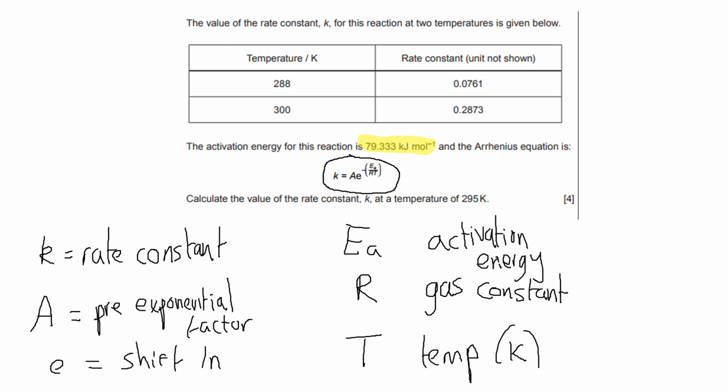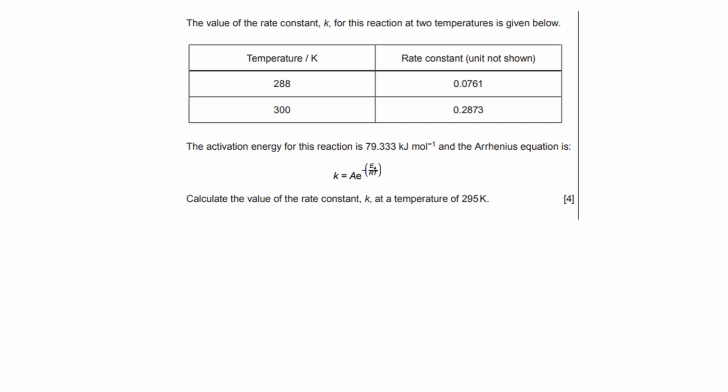So to tackle a problem like this, you're going to take your Arrhenius equation and rearrange it, firstly to calculate the value for A. Because once you know the value for A, then we can solve problems. But we need to know A, because it's the only thing that we don't know at the moment. So we need to rearrange this equation to make A the subject.